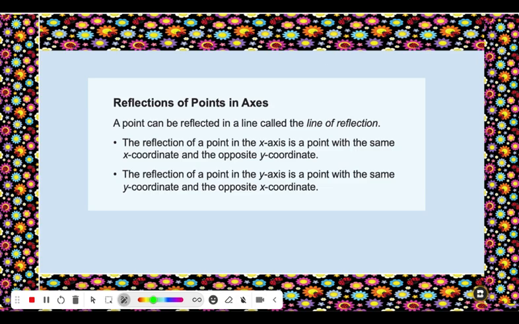We could take those points and we can reflect them. That reflection line is called the line of reflection. It's like looking in a mirror, a mirrored point. So for this year, we are going to reflect over the x and y axis.